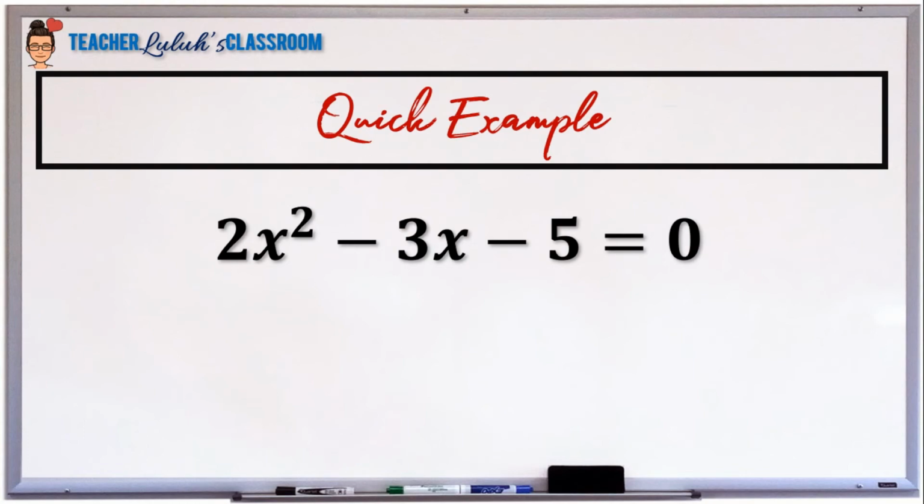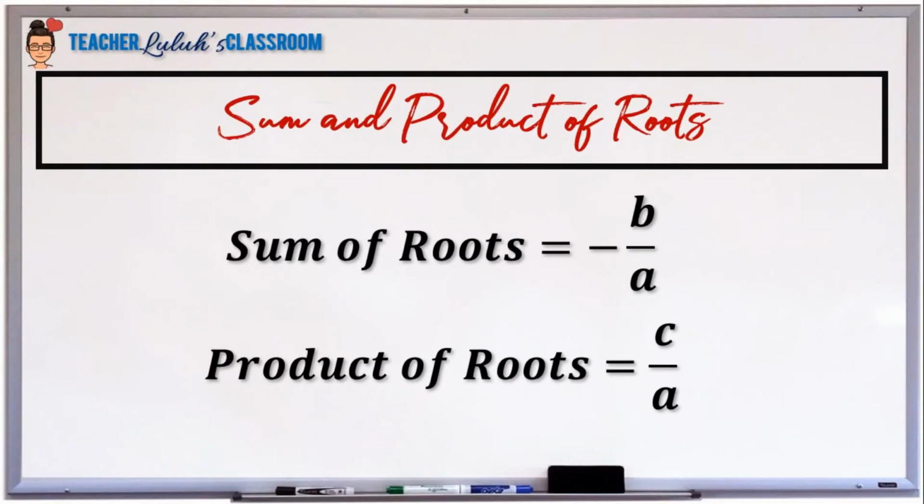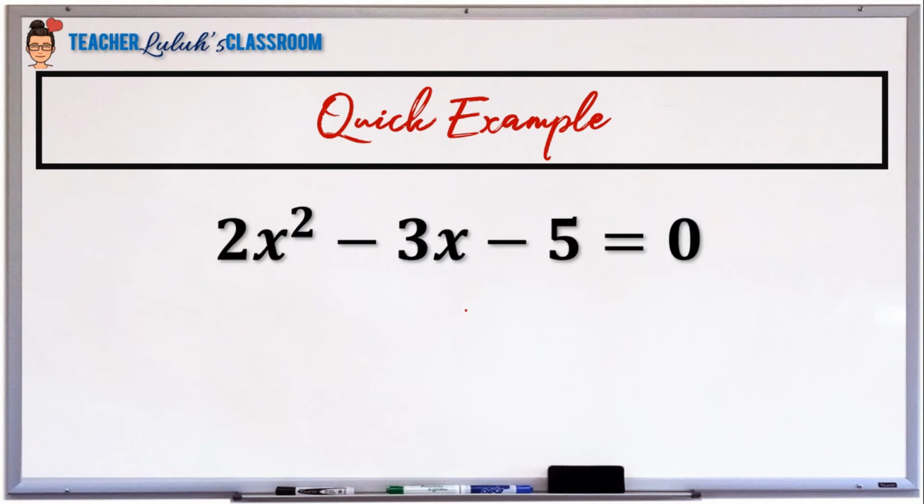Okay, and of course, we could also have the sum and product of the roots. The sum of the roots is denoted with the formula negative b over a, and the product of the roots is c over a. Without solving for the roots, we can get the sum and product. So, quick example with the example equation a while ago. So that's 2x squared minus 3x minus 5 equals 0.